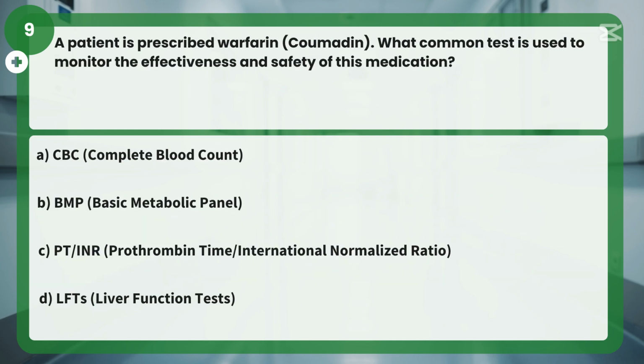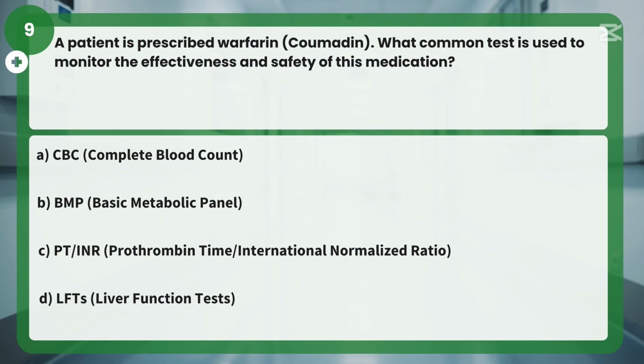Question 9. A patient is prescribed warfarin, Coumadin. What common test is used to monitor the effectiveness and safety of this medication? A. CBC, complete blood count. B. BMP, basic metabolic panel. C. PT/INR, prothrombin time/international normalized ratio. D. LFTs, liver function tests.